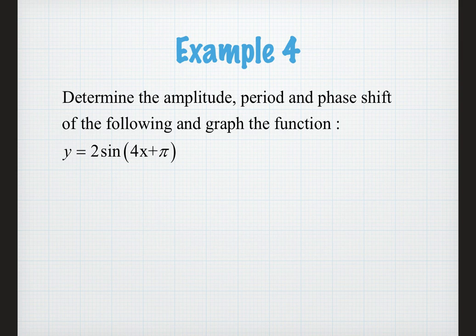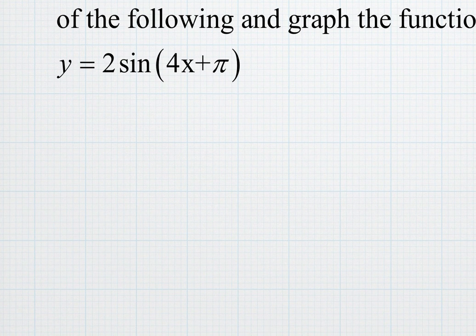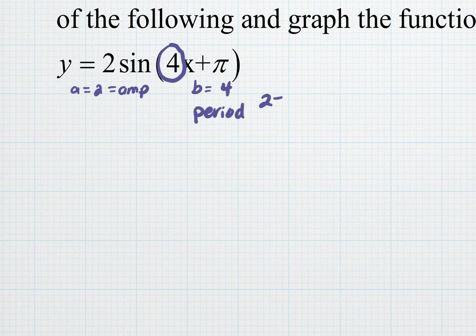So look at example 4. It says determine the amplitude, period, and phase shift of the following, and then graph the function. So what is A? 2, which is your amplitude. What is B? It's the one next to the X, right? So the B is 4, which makes the period 2 pi over 4 or pi over 2. Now, if I put this against the parent function, what does that do to my graph?